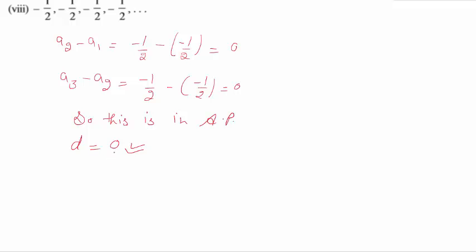Now we have to find the next 3 terms. The next 3 terms will again be minus half, because D is 0. So the next 3 terms will also be minus half. You can find them in the same way: A5 equals A4 plus D, then A6 equals A5 plus D, and A7 equals A6 plus D.